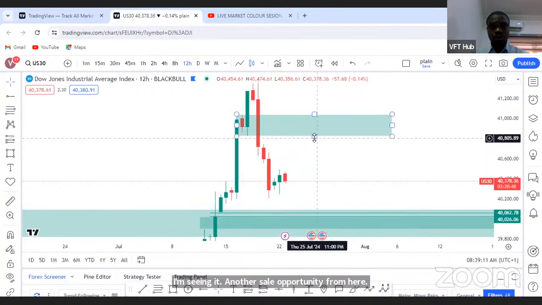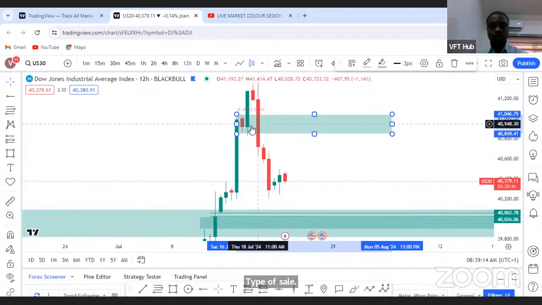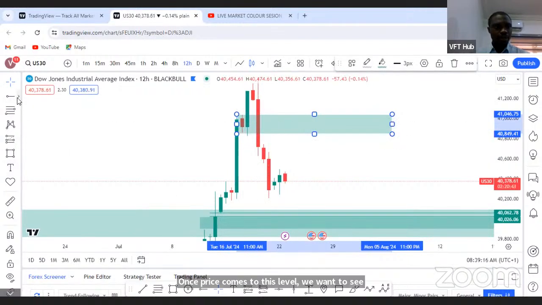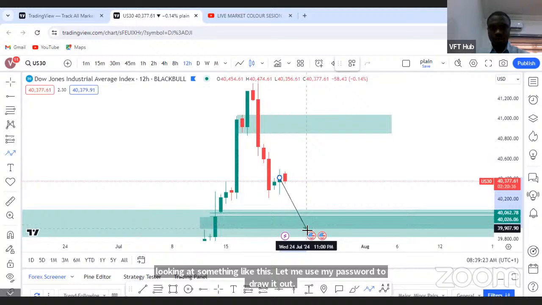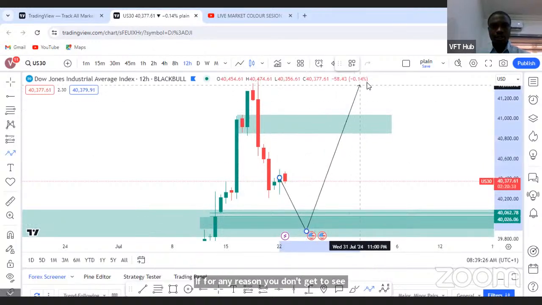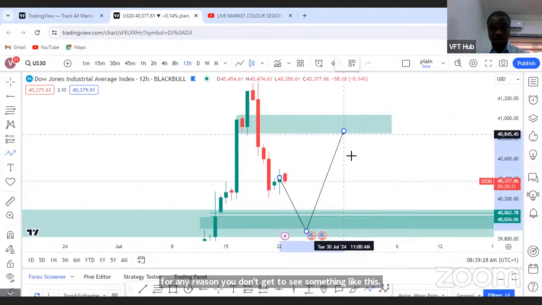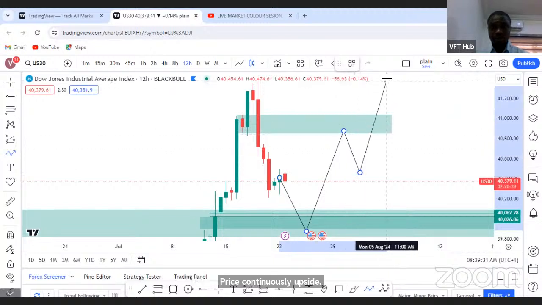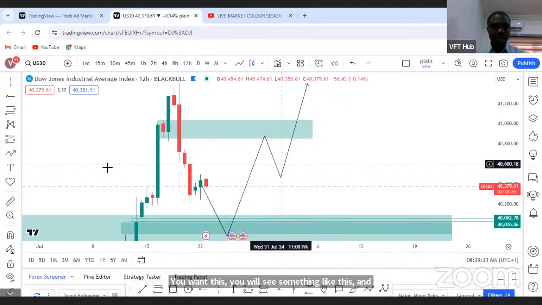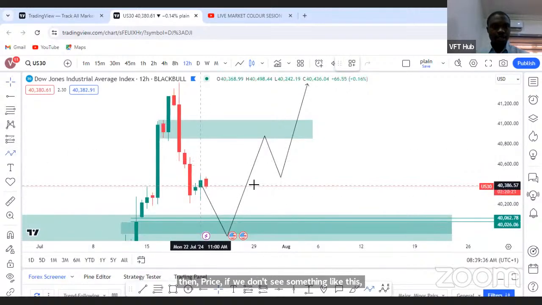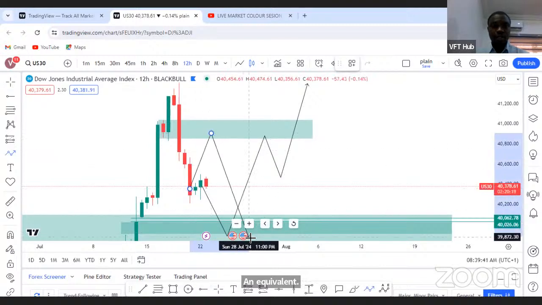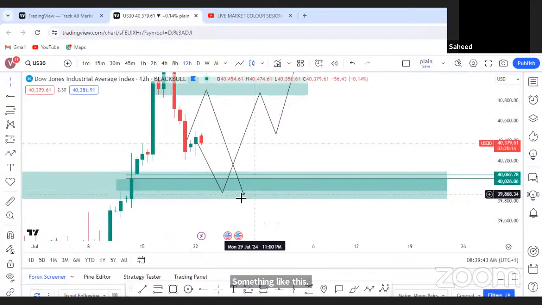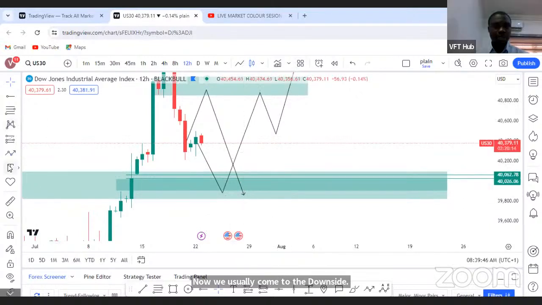type of sell. So once price comes to this level, I'm looking at something like this. Let me use my path tool to draw it out. If for any reason we don't get to see something like this, and then price continues to the upside, even this, we will see something like this, and then price will continue to the upside. If we don't see something like this, then I should expect an equivalent, something like this, that will eventually come to the downside, and then from there, we're going to push to the upside.